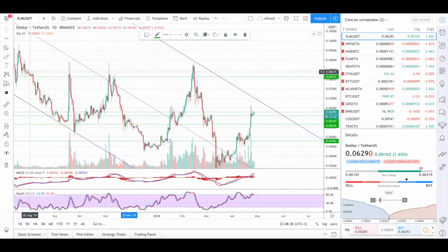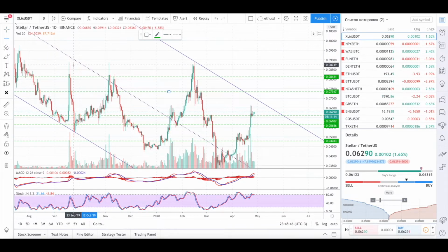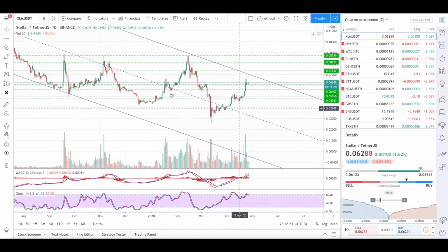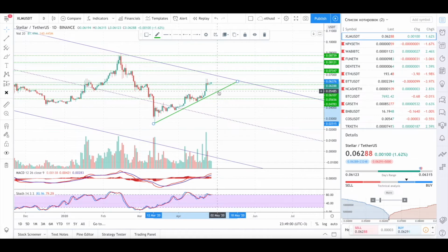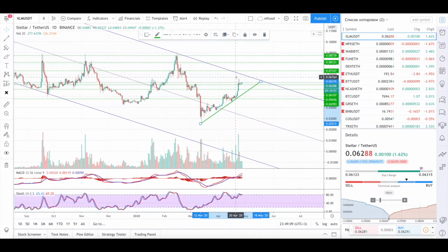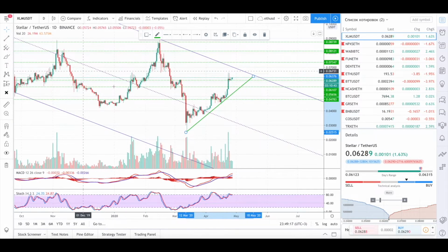As for the levels, this is 0.73 and also here is 0.88. And here we have formed a local trend line. Most likely the price will once again touch this line, and after that will reach the border of the downward channel. But now the volumes are at quite a high level and the coin is very promising.